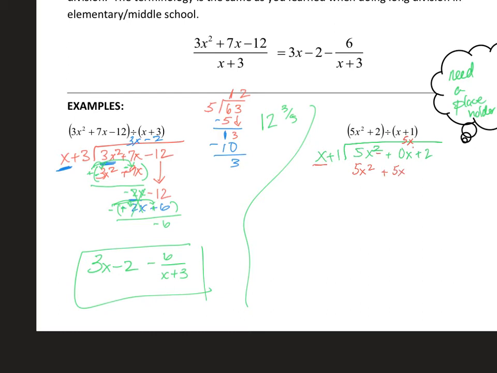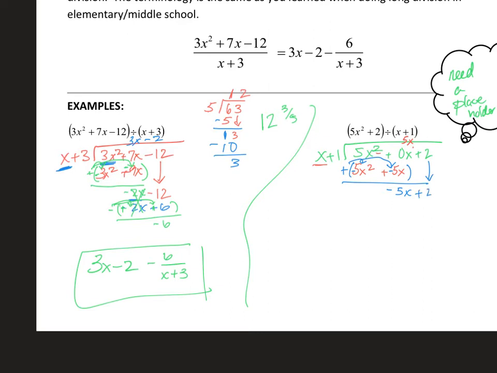Now we're going to subtract. So let's do that. Subtract these two. Distribute my negative. So this would be a negative 5x and a negative 5x squared. So if I add that, that'd be 0. This would be negative 5x squared, negative 5x plus 2. Okay, and I'm going to bring down that plus 2 then.